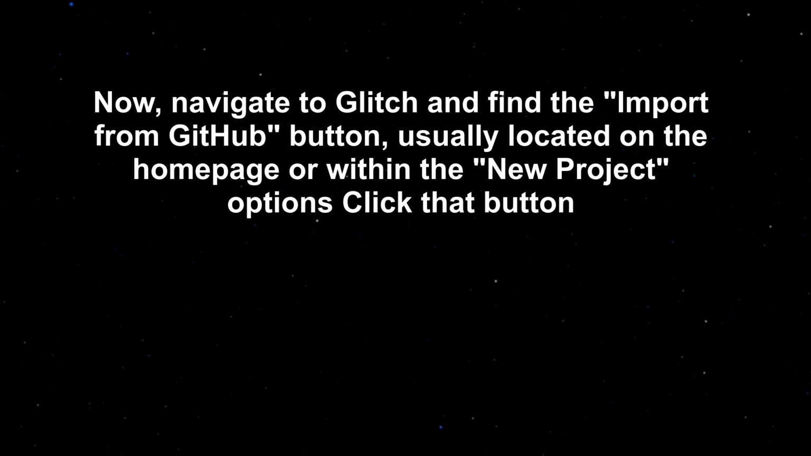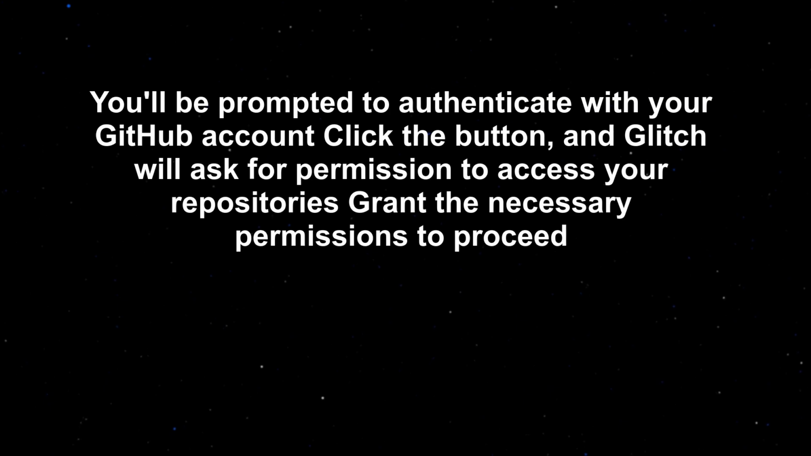Now, navigate to Glitch and find the Import from GitHub button, usually located on the home page or within the New Project options. Click that button. You'll be prompted to authenticate with your GitHub account. Click the button, and Glitch will ask for permission to access your repositories. Grant the necessary permissions to proceed.